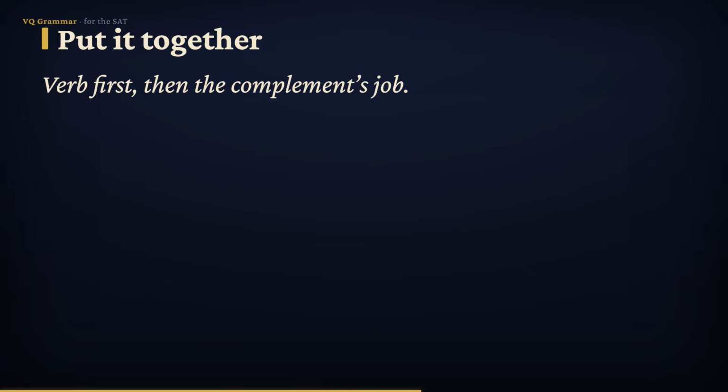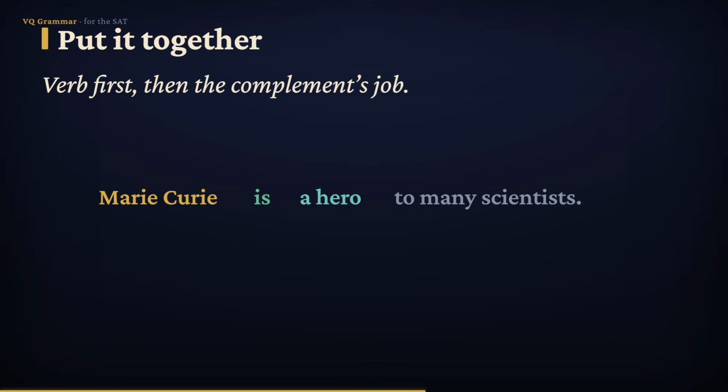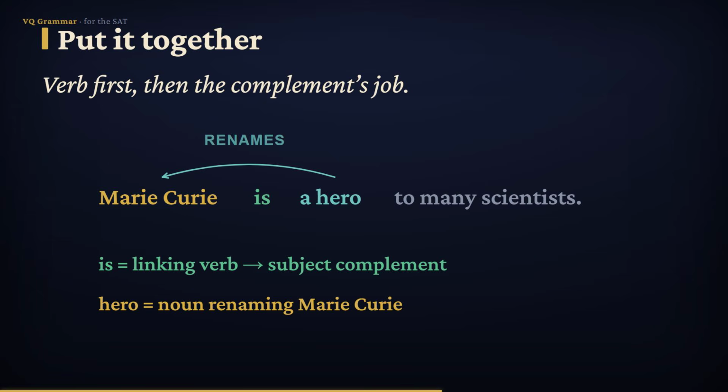Let's put it together. Marie Curie is a hero to many young scientists. The verb is, a linking verb, so we have a subject complement. And hero is a noun that renames the subject, Marie Curie. She is a hero. A noun renaming the subject after a linking verb, that's a predicate nominative. Check the verb, then check what the complement does, and you'll always name it right.